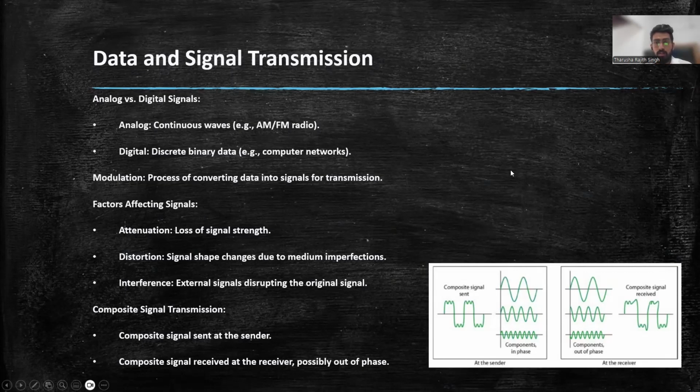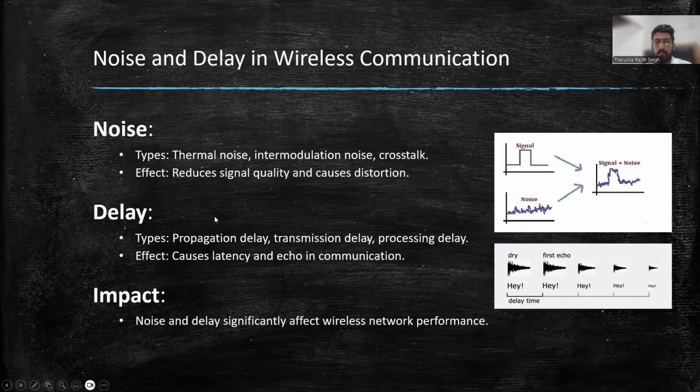Okay, let's move on to noise and delay. There are two crucial factors that impact the performance of a wireless communication system. The first one is noise, the second one is delay. Noise refers to unwanted signals that interfere with the original signals, reducing the quality of the transmission. There are several types of noise: thermal noise, intermodulation noise, and crosstalk.